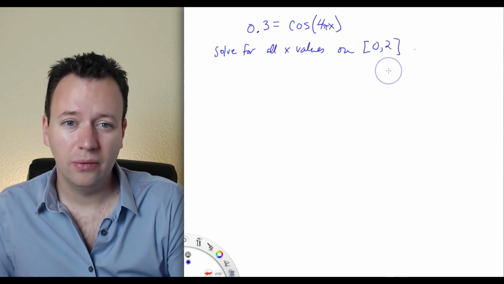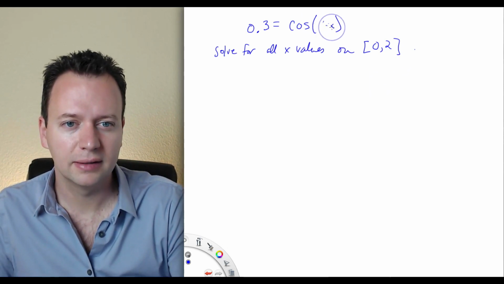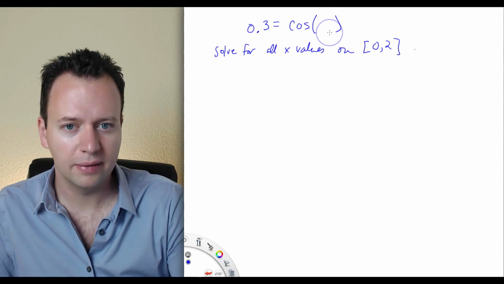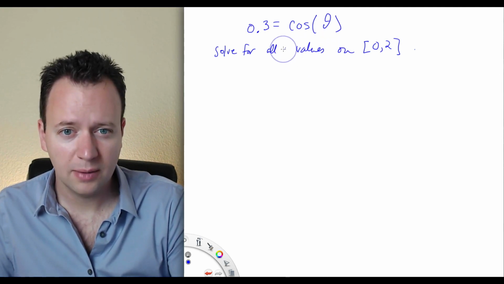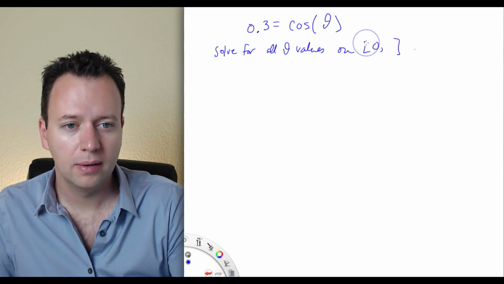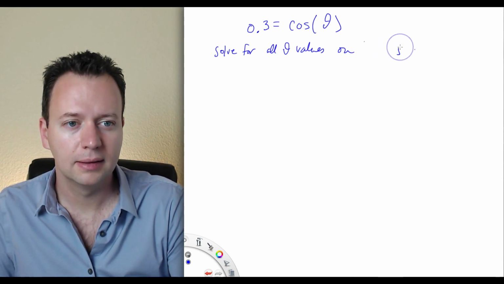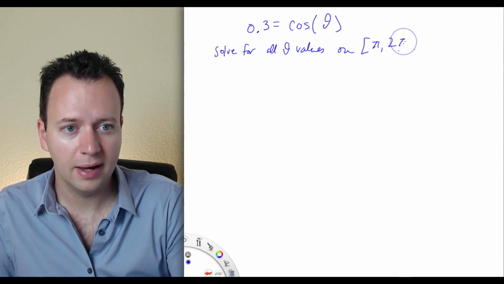Okay, so let's do something a little bit different. Let me just say cosine of x. Let's just say cosine of, let's call it theta. Solve for all theta values. Let's just keep it simple without anything. And then let's go from pi to 2 pi.